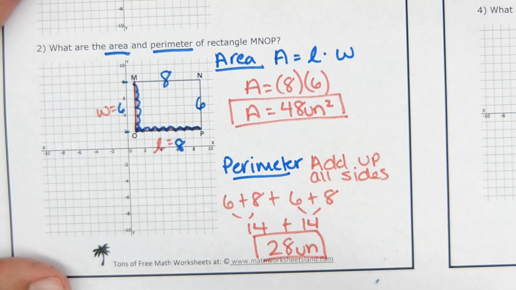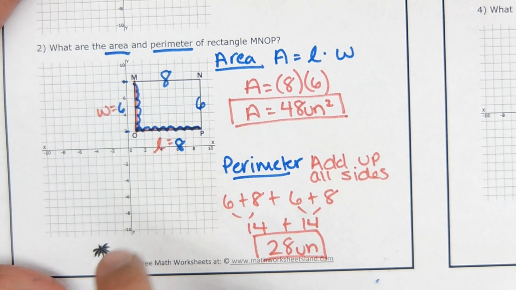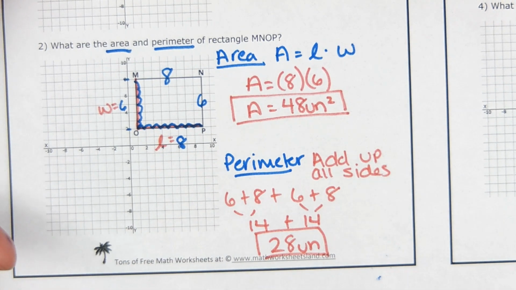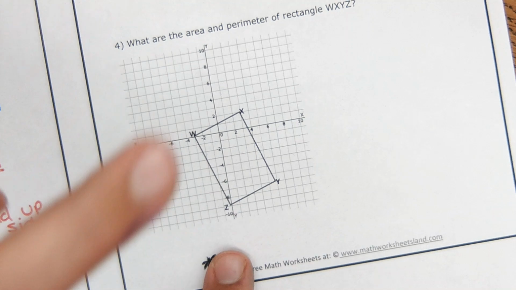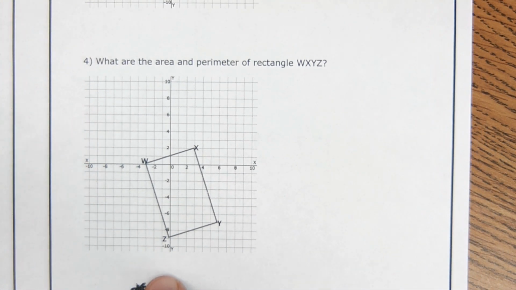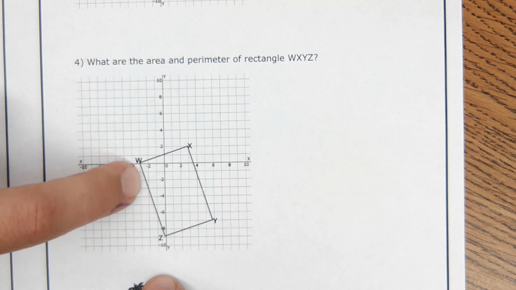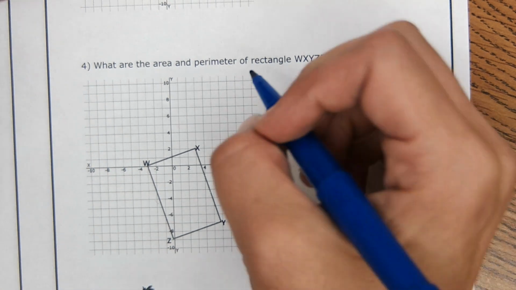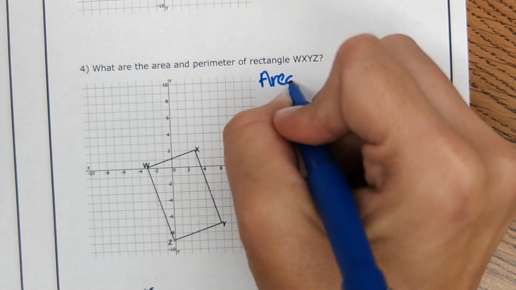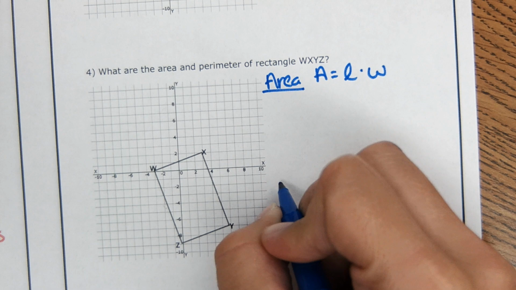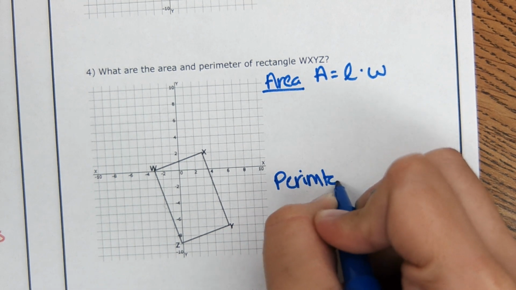Okay, so this would actually be like a level 2 skill on the EOC, this right here. A level 3 skill, like if you're shooting for a level 3, would actually be this right here. So we're finding the area and the perimeter of this shape, but we can't just count squares to find the length of the sides. So first setting it up, area will be length times width, and then we'll find perimeter after.